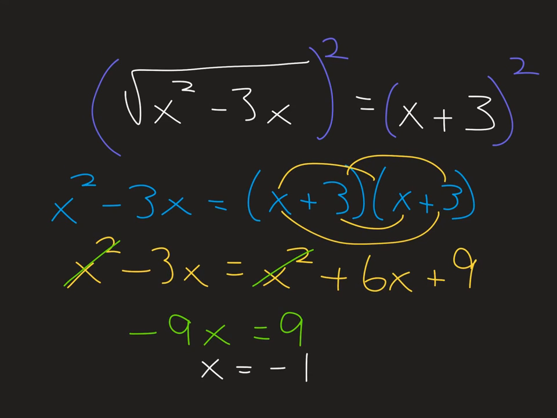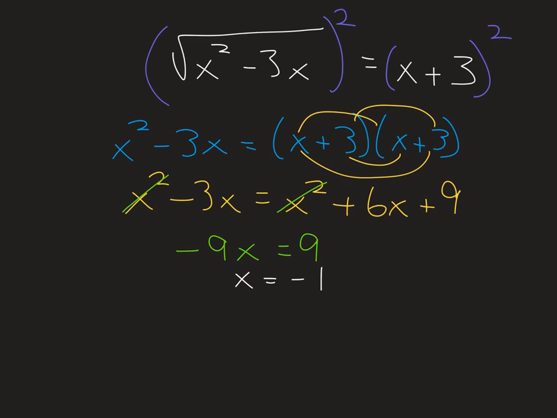So let's plug that back in and see if it works. Well, negative 1 squared is 1. Negative 3 times 1 is 3. Sorry, negative 3 times negative 1. And then negative 1 plus 3 is 2. Now 1 plus 3 is 4. Square root of 4 is 2. Look, we did it.